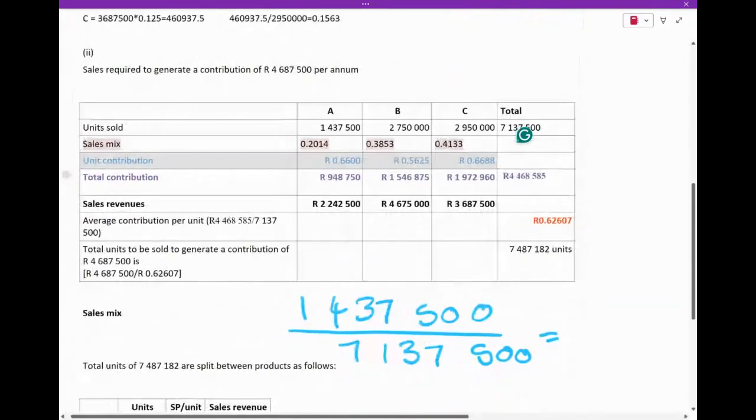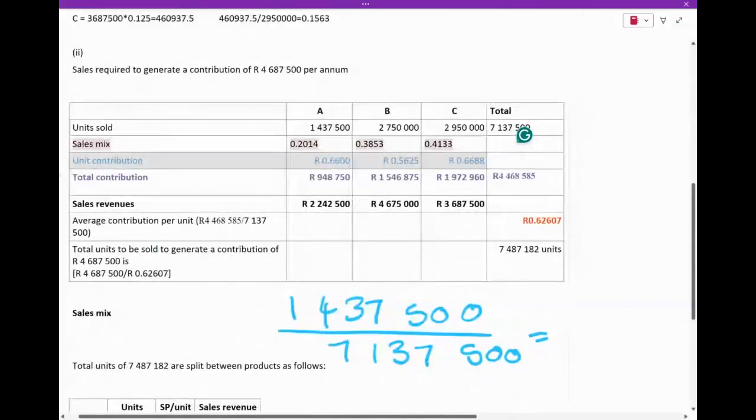Yes. To get your total contribution, that which you see in purple, we said our contribution per unit times the total number of units that we sold. So in other words, that 1,437,500 times the 0.66 will give us that 948,750 in purple there for A.